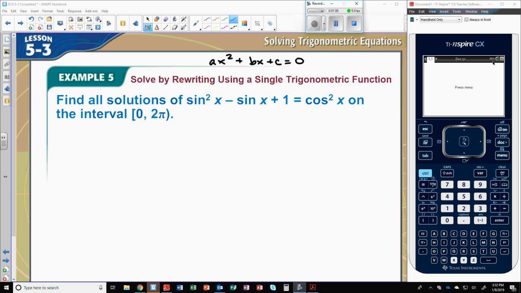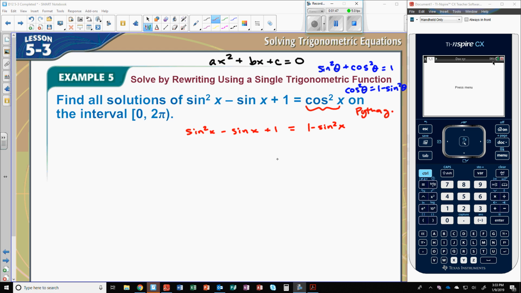So we have from the formula chart, sine squared theta plus cosine squared theta equals 1. And if I wanted cosine squared by itself, like I have here, cosine squared theta would equal 1. How would I get the sine over there? I would have to subtract it, minus sine squared theta. So that's what I'm going to do here: replace cosine squared using the Pythagorean identity. I'm going to say that this is 1 minus sine squared, and that's an x, not a theta this time. So I have sine squared x minus sine x plus 1 equals all this.